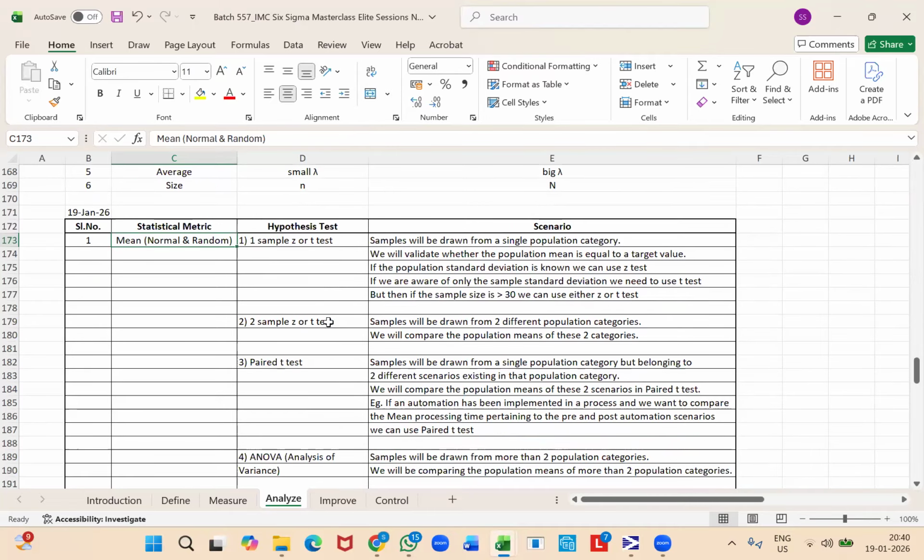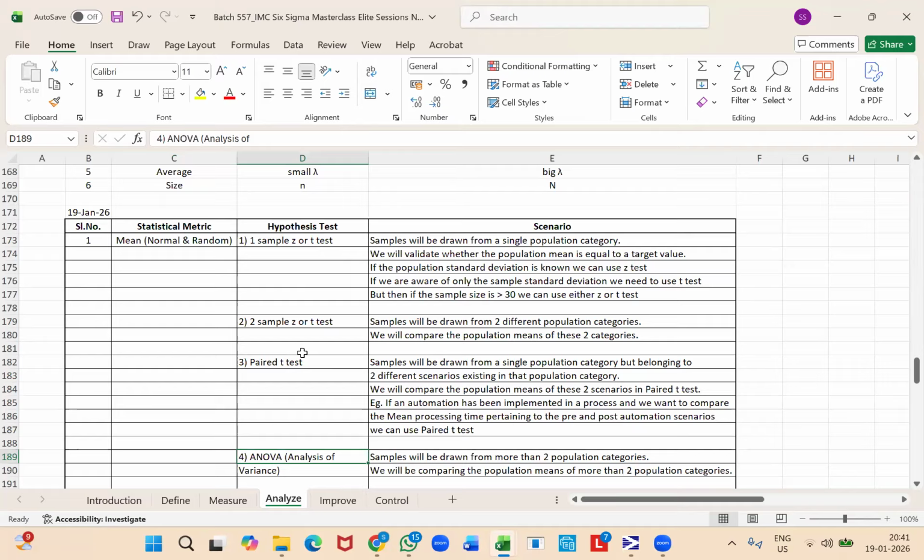And we have four hypothesis tests under mean. So what are these four hypothesis tests? So the first one is one sample Z or T test, and then two sample Z or T test. Then we have paired T test, and finally we have ANOVA under mean. ANOVA, the full form is analysis of variance.